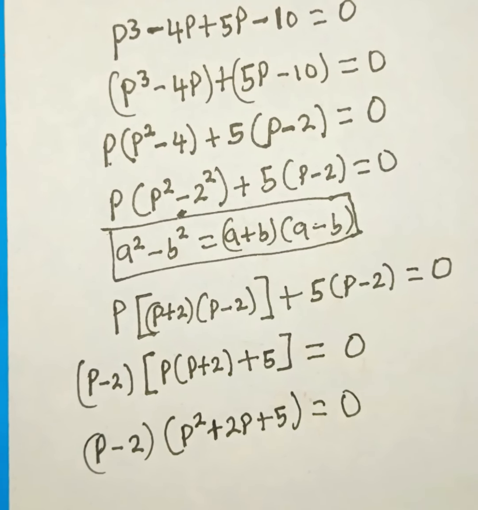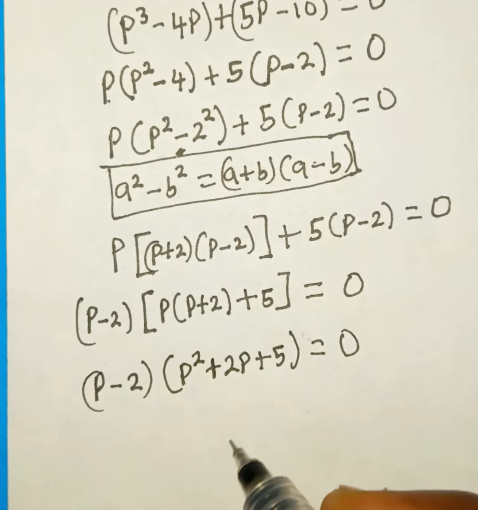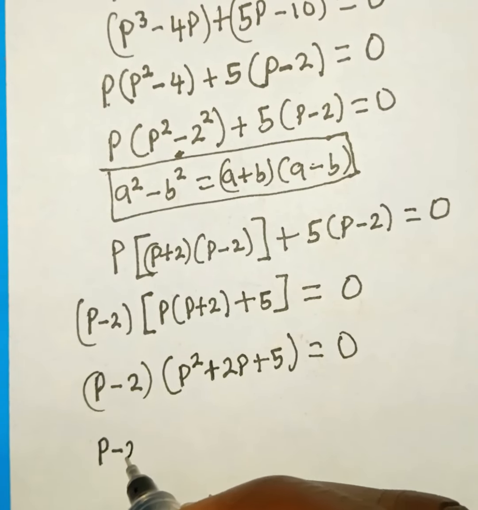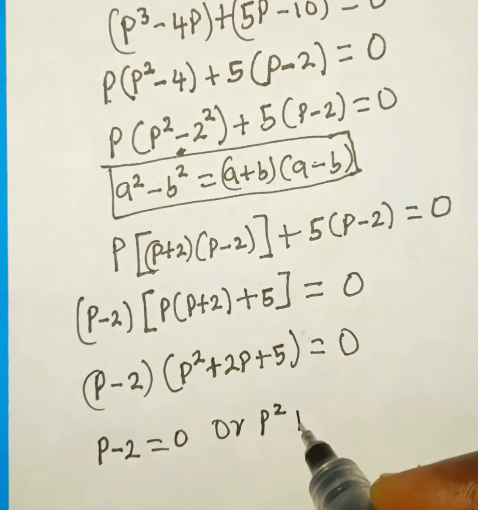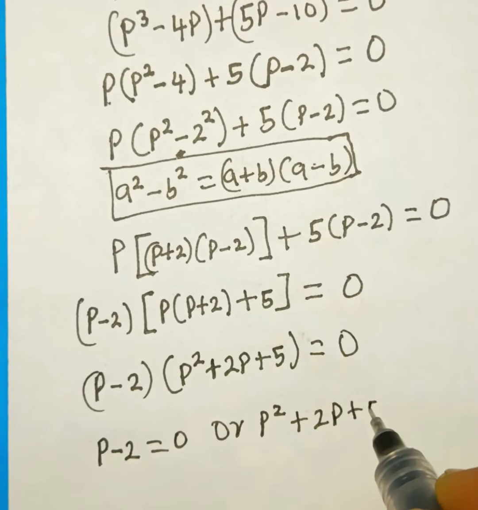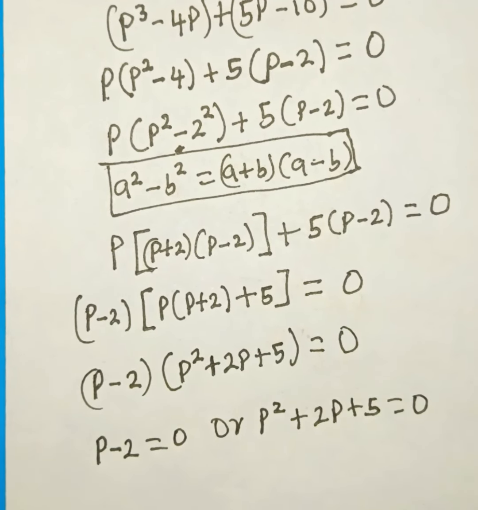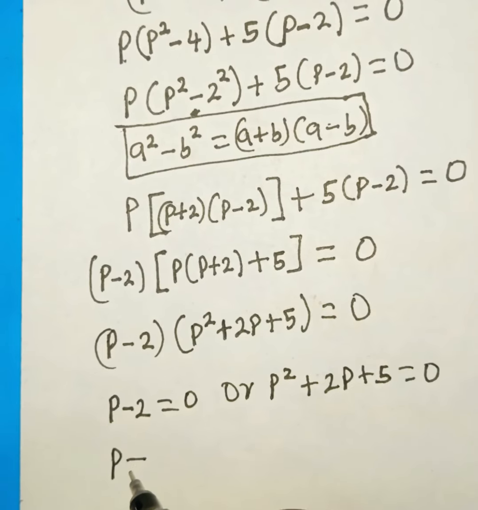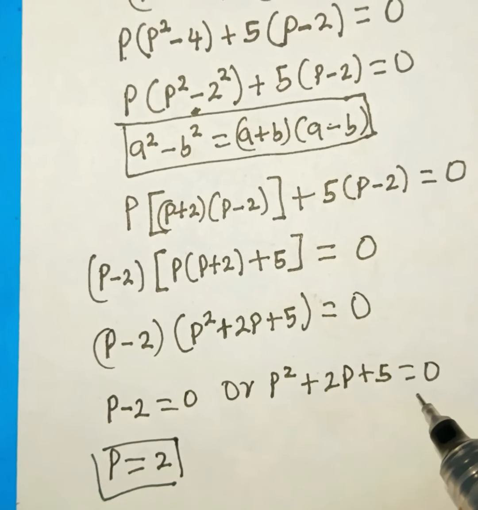Now recall that when two terms multiply itself to be 0, it's either the first one is 0 or the second term is 0, but we don't know which one is 0. So we're going to equate the first one to be 0, or p squared plus 2p plus 5 to be equal to 0. Now, if you take this negative 2 to the right hand side, it becomes positive 2. So p now will be equal to 2. So here we have a quadratic equation.